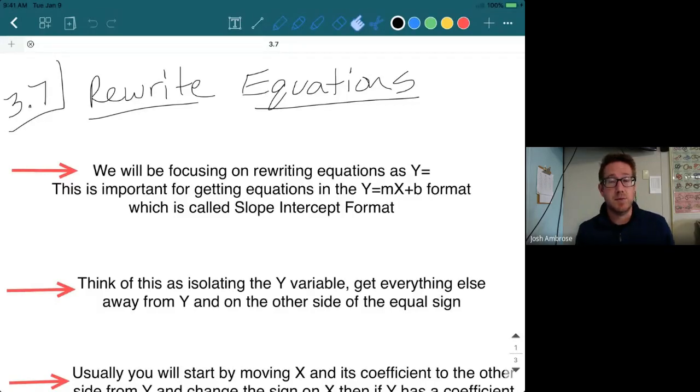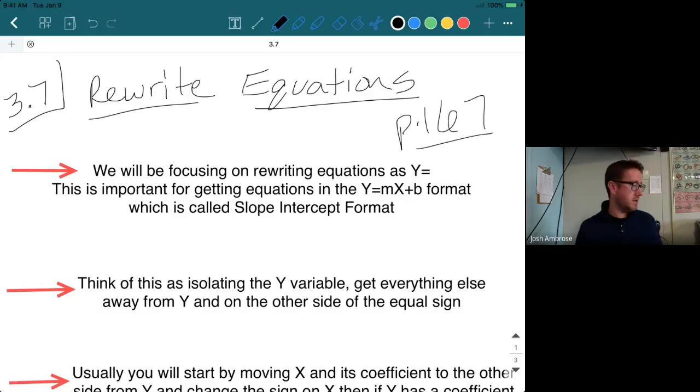All right, guys, Algebra 1, welcome to the official last section of Chapter 3. We are in Section 7 today, entitled Rewriting Equations. And if we could, let's have everybody with their books open to page 167.